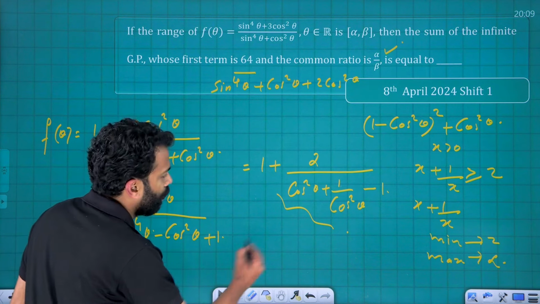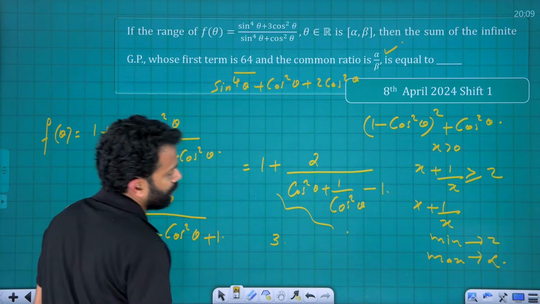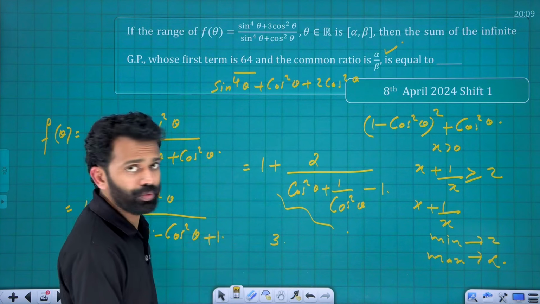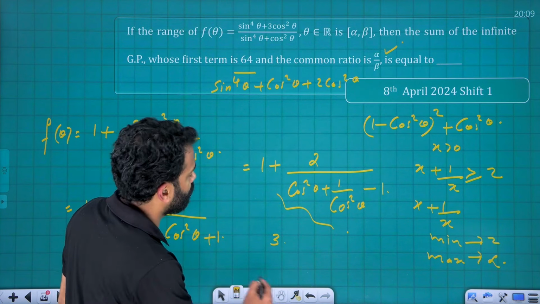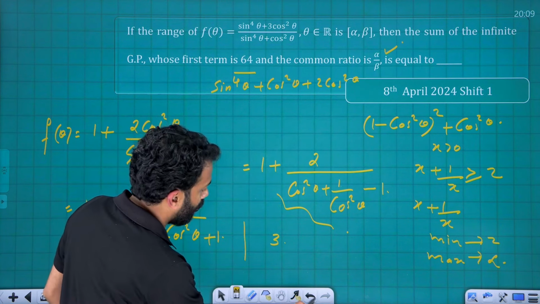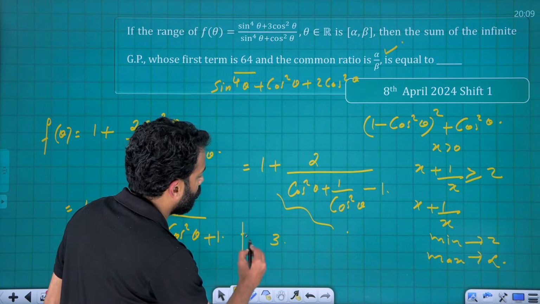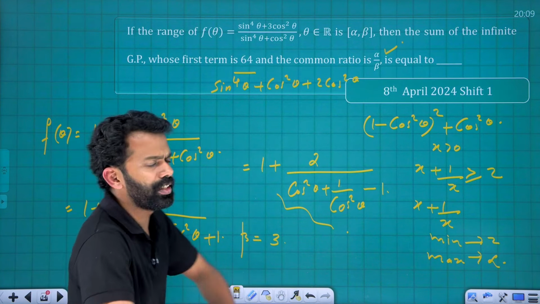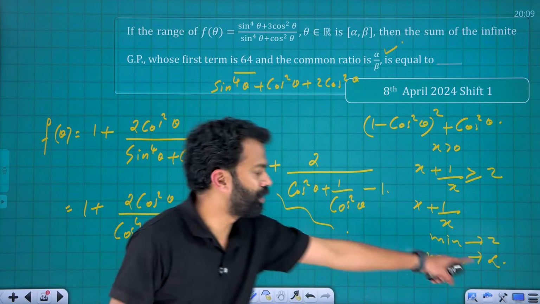Therefore, one value will be what? 3. Okay, so the maximum value, I think it is 3. Okay, I think beta is equal to what? Sorry, beta is equal to what? 3. So what is the maximum value?